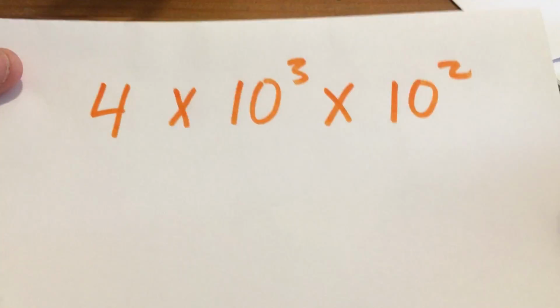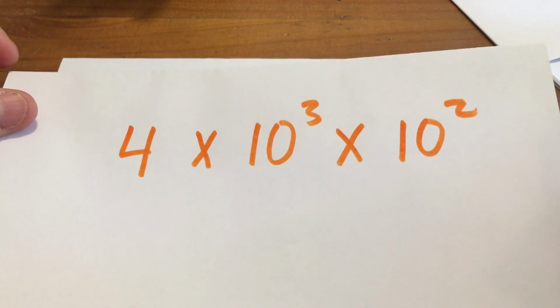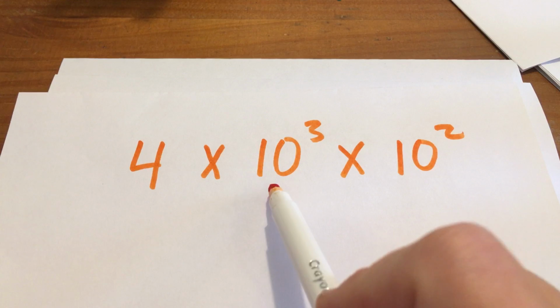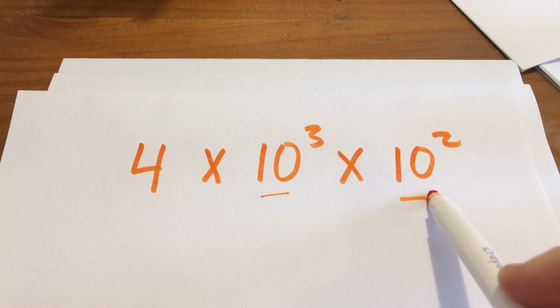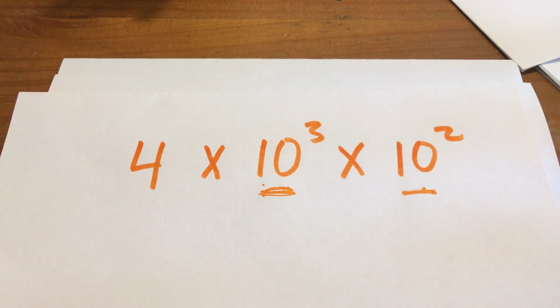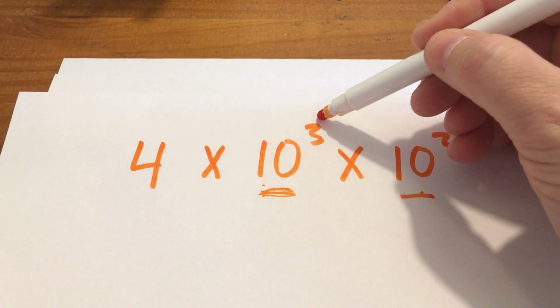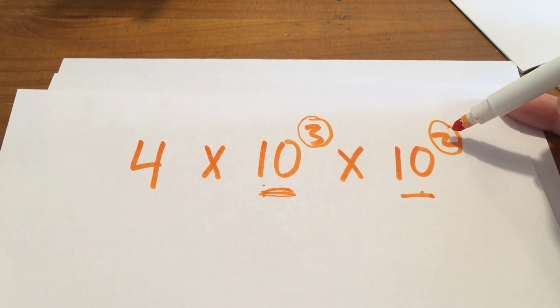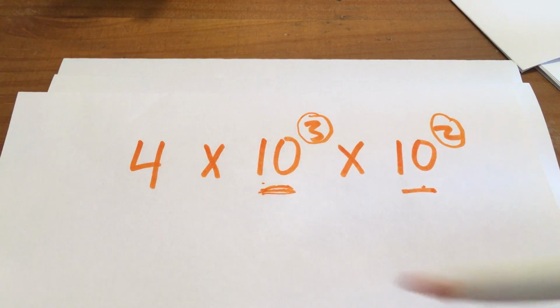So here we have 4 times 10 cubed times 10 squared. When you are dealing with scientific notations, when you have two numbers that are the same, notice how these are both 10, and they both have exponents, you have to remember this rule. What you do is you add the exponents. You do not multiply the exponents, you add them. Let me show you why.